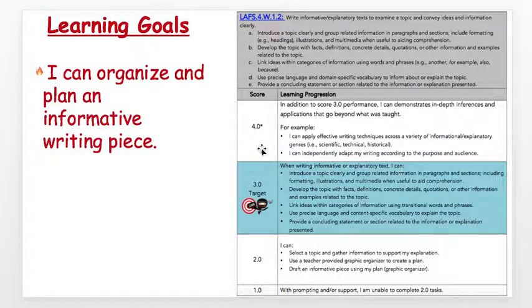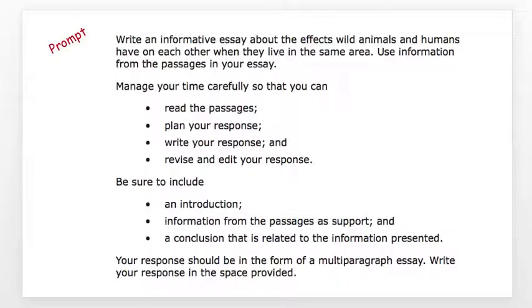So the scale, you saw it before this lesson. You talked about it with your learning guide, and you submitted where you thought you were on this scale with a little explanation. So this is our learning scale for our informative writing, and today we are going to organize and plan an informative writing piece. You were asked to read this prompt along with some articles before we started this lesson. So this is the prompt that we will be writing our essay to today.